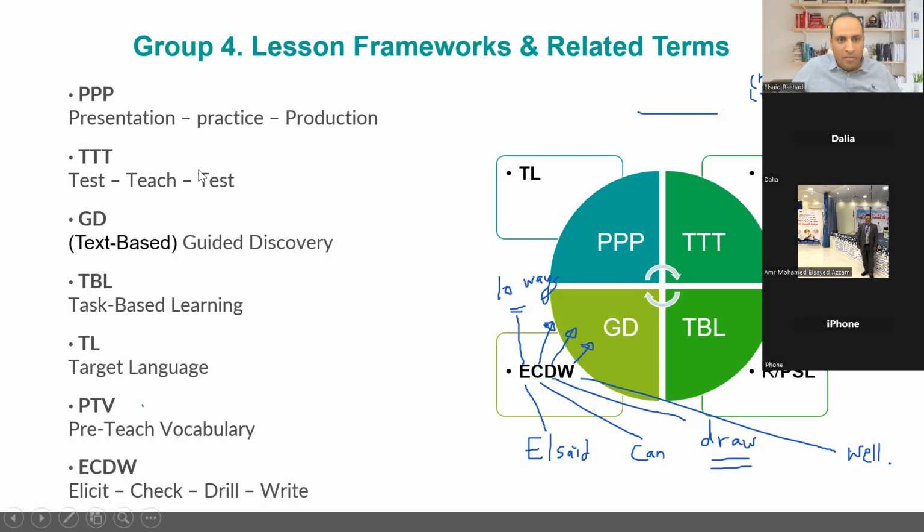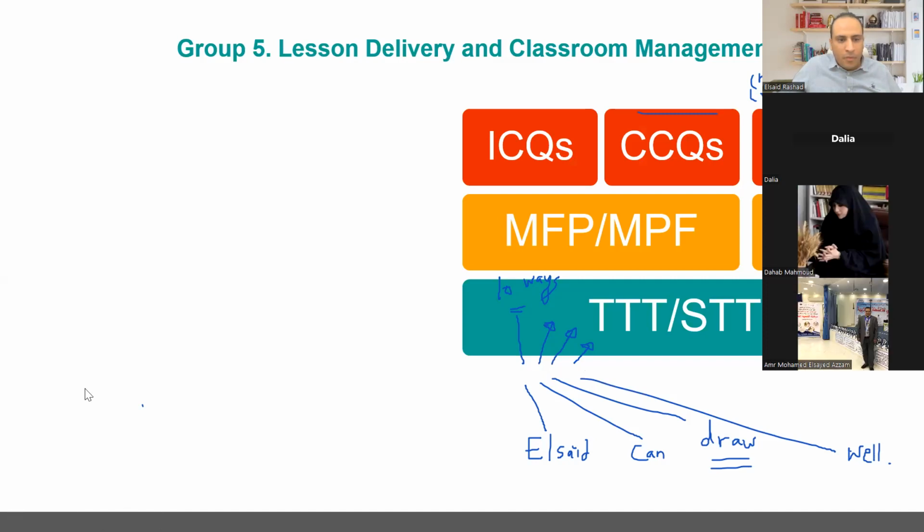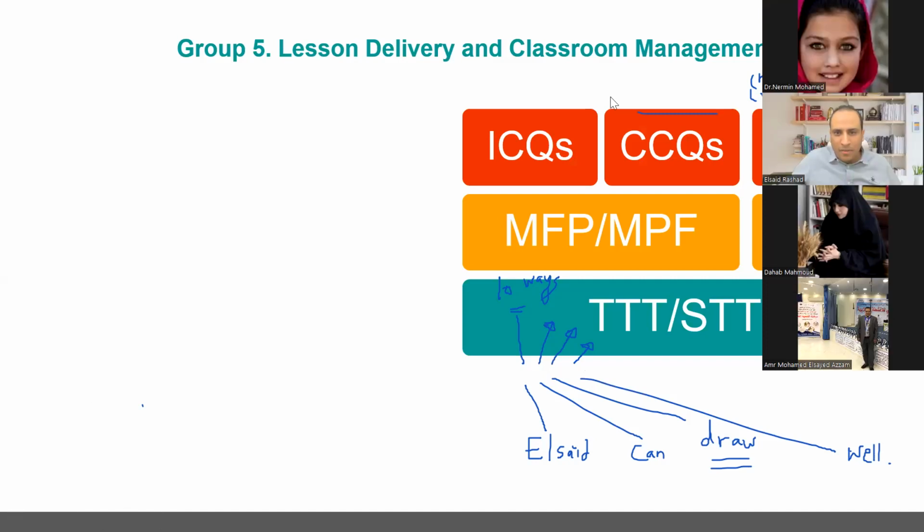And group 5 is about lesson delivery. Now we said the first one was lesson planning. After that, we said the frameworks. And now we say the delivery itself and classroom management when it comes to actual teaching.